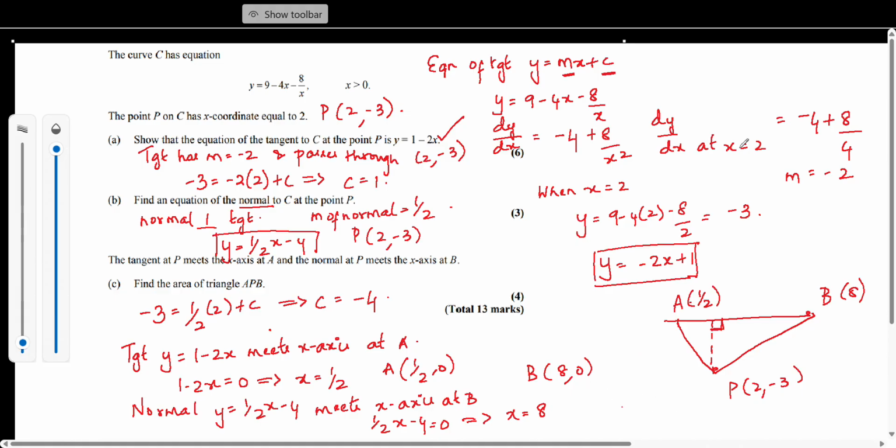So, now when we do area of triangle, half into base, half to 8 is 7.5, 15 by 2. The height is 3 below. So, we get 45 by 4 units squared. This should be the area.